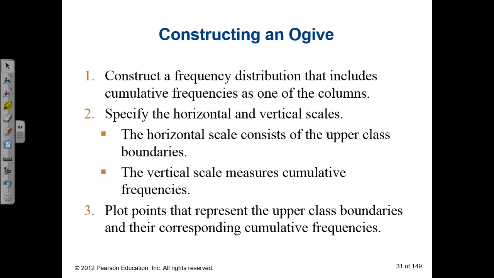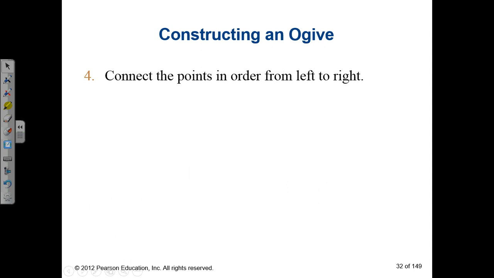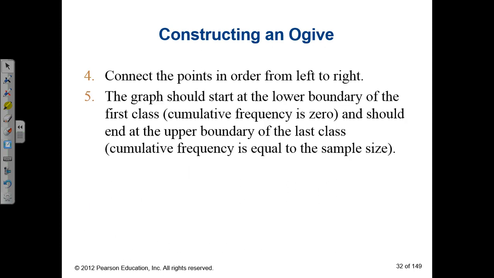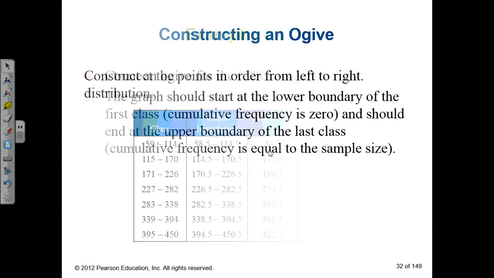So you construct the frequency distribution, include the cumulative frequency as one of the columns. Then the horizontal scale consists of the upper class boundaries, and the vertical scale measures the cumulative frequencies. Plot the points that represent the upper class boundaries and their corresponding cumulative frequency. Connect the points in order from left to right, and the graph should start at the lower boundary of the first class and stop at the upper boundary of the last class. Remember, the cumulative frequency in the end is equal to the sample size.